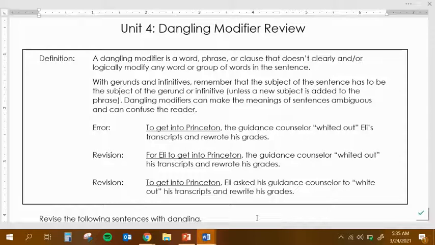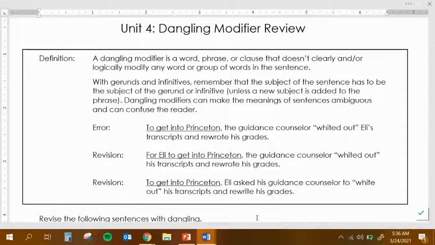So remember, when we're working with a gerund and infinitive, the easiest solution is simply to give the gerund or the infinitive its own subject. And that's typically what I would suggest. So, for example, if my sentence read, "To get into Princeton, the guidance counselor whited out Eli's transcripts and rewrote his grades," well, it sounds like the guidance counselor, which is your subject, is trying to get into Princeton. And I know the word Eli's is in the sentence. Remember, it's looking for a subject. And so that infinitive, to get into Princeton, has to create the subject.